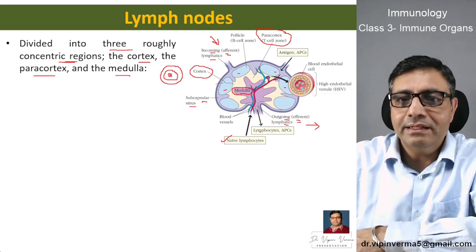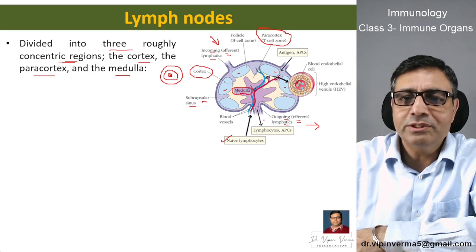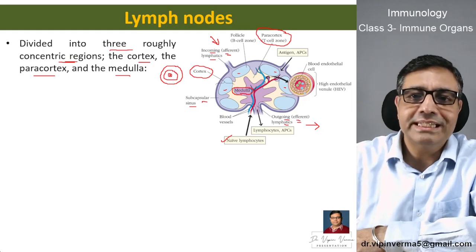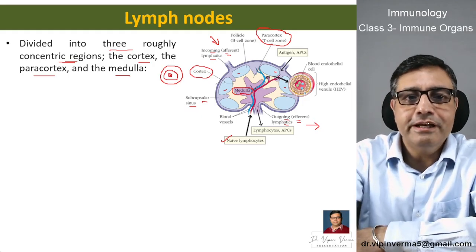Now you can see the lymphocytes and APCs coming out. So this is the structure, and they are coming out from the medulla. They enter into the cortical region, then they go to the paracortical region, and from the paracortex to the medulla they come out. So this is the general schematic diagram of a lymph node.